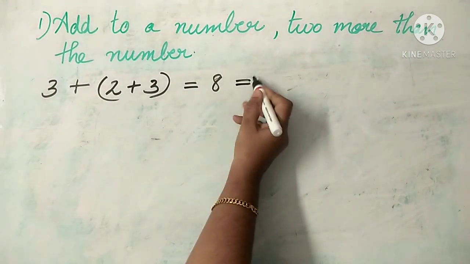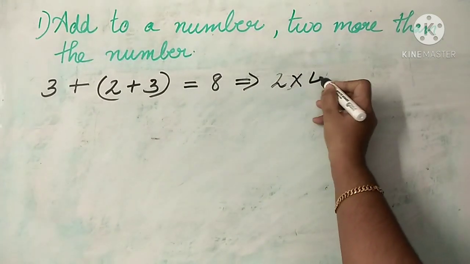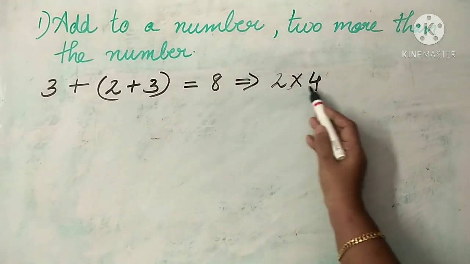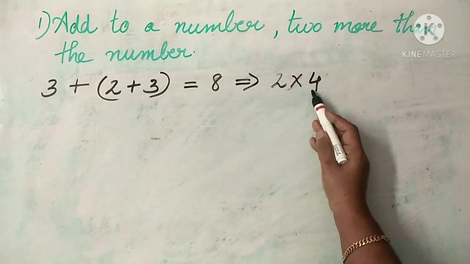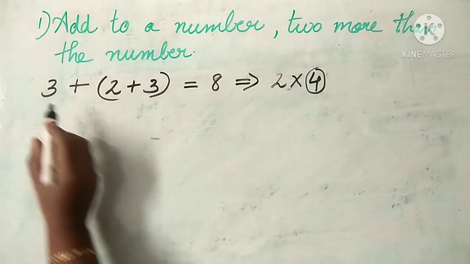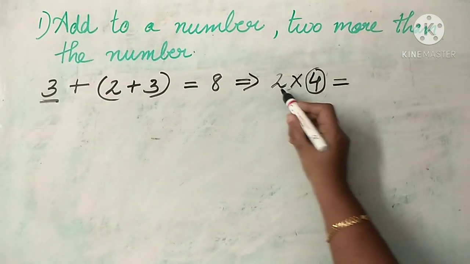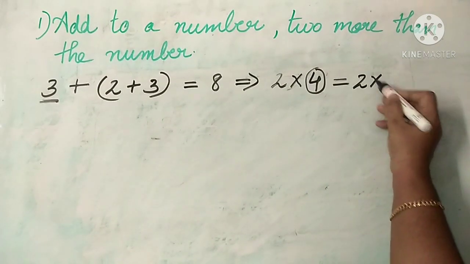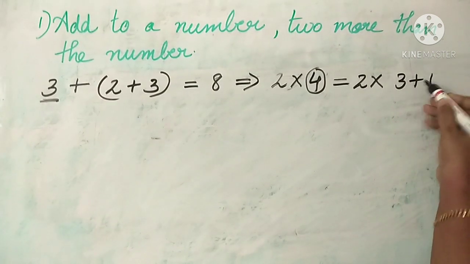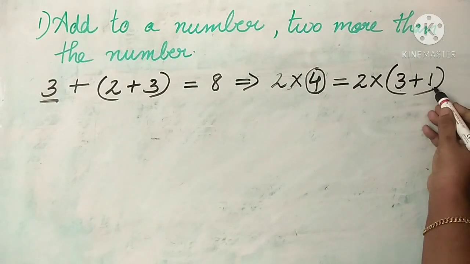This 8 we can write as 2 into 4. 2 4s are 8, isn't it? The 8 we write as 2 into 4. That is also 8. Now this 4 I am going to relate with the number which we took first, 3. How can we relate? We can relate 2 into, instead of 4 we write 3 plus 1. 3 plus 1 is 4. So instead of 4 we write 3 plus 1.